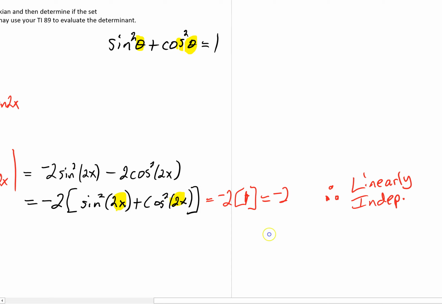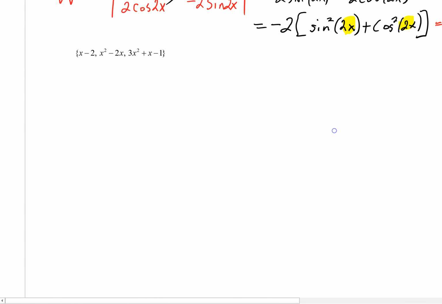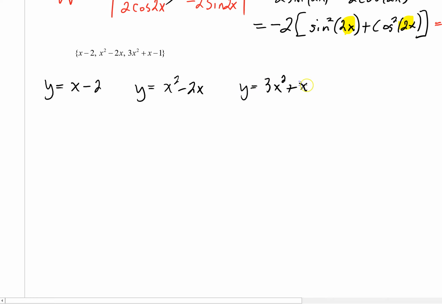Okay? So as we are looking at this next problem right here, I think you can see already that this is way, way different. You're going to have 3 distinct solutions here. You've got y equals x minus 2. You've got y equals x squared minus 2x. You also have y equals 3x squared plus x minus 1. And as we take our derivatives, y prime, of course, will be a 1. Y prime here will be a 2x minus 2. Y prime here will be a 6x plus 1.